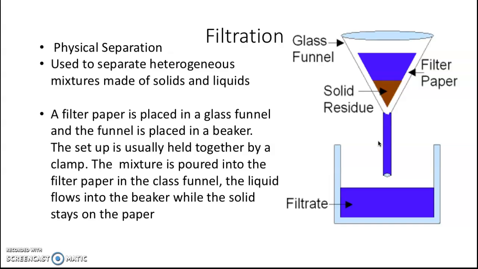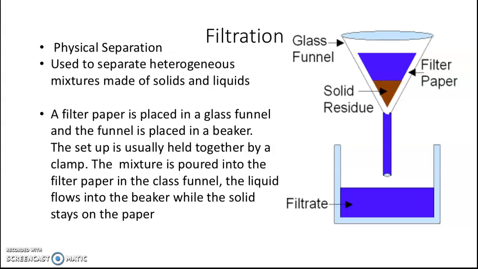For filtration, you're going to have a glass funnel, filter paper, and a beaker at the bottom. You're going to put the filter paper into the funnel, and then you're going to pour your slurry. I'm going to call it a slurry for right now. You put your slurry into the filter paper that's in the funnel. What's going to happen is the liquid is going to filter itself out and the solid is going to remain, right? This is all done by gravitational pull.